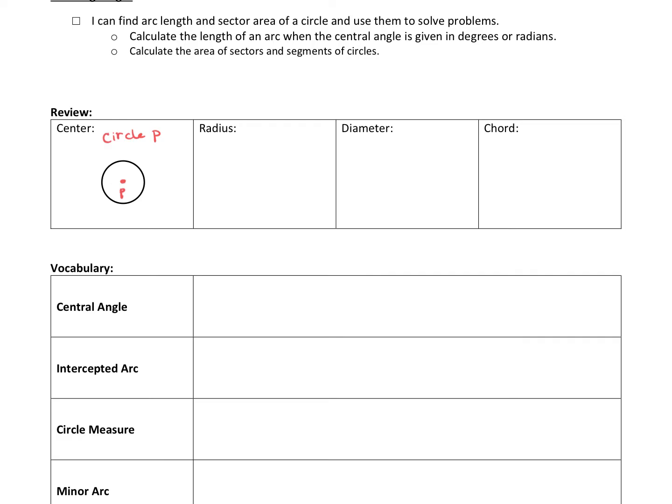Now a radius, here's another circle. Radius is going to be from the center, so let's say that's P, to the edge of the circle, Q. So the radius of this circle is segment PQ. And if I were to write that out in words, it's from the center to the edge. All right, diameter.